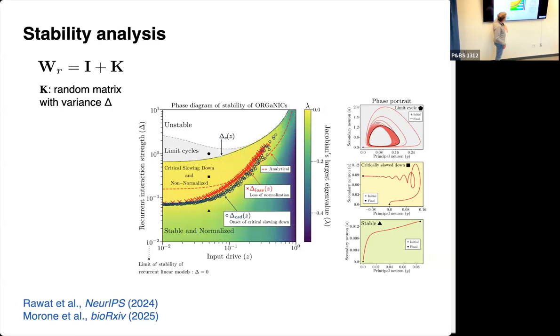For those of you who are deep in with me here, the color map here is the largest eigenvalue of the Jacobian of the linearized dynamical system. What I'm doing here is increasing the input drive, that is, contrast in visual cortex, or whatever strength of input to some other brain area. And on the y-axis is a measure of the recurrent interaction strength.